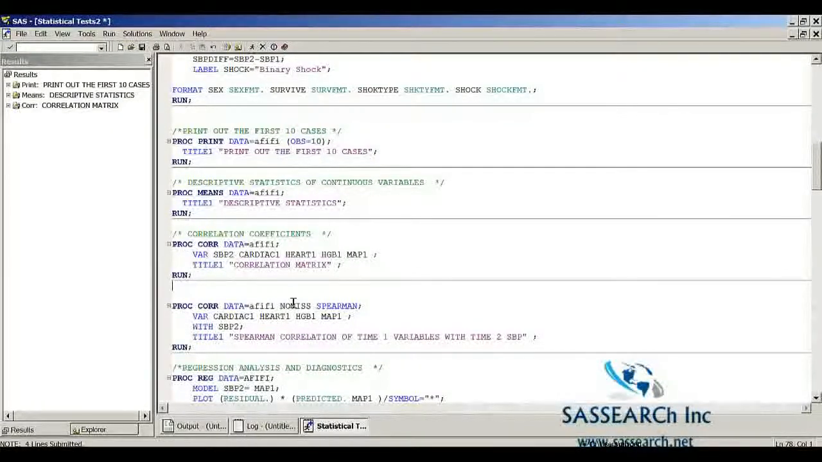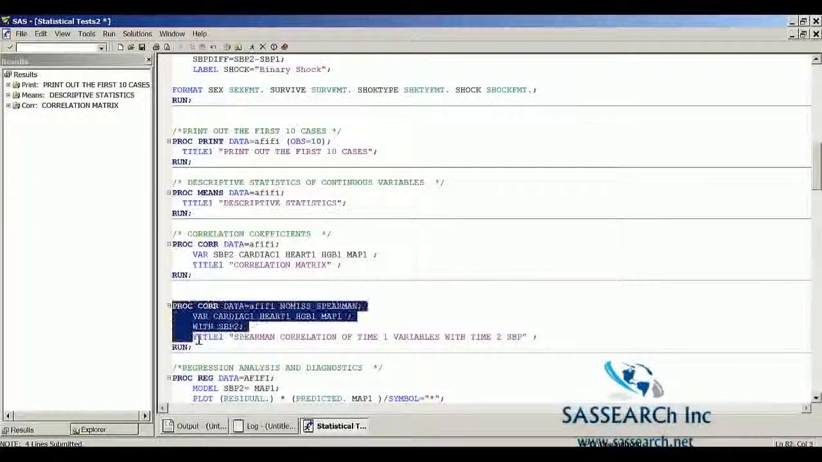And what NOMISS does is it does what we call listwise deletion, which means that it excludes all observations that are missing values on any of these variables, so that in our output we will only see those observations that have complete data on all of these variables. Let's take a look at the output where we request the Spearman correlation coefficient and we want complete data on all of the variables, so only include observations that have complete data.